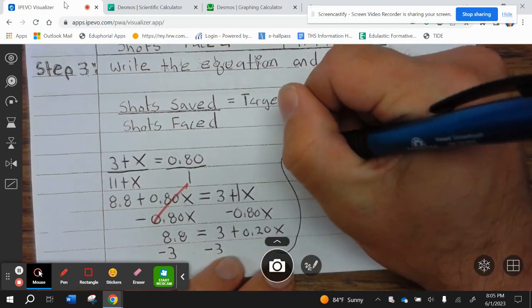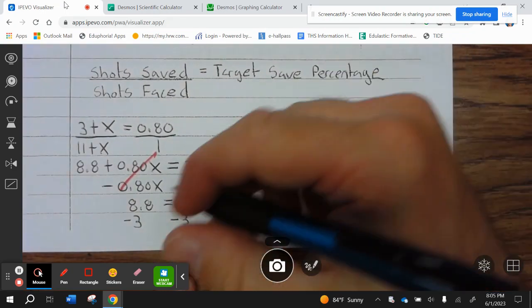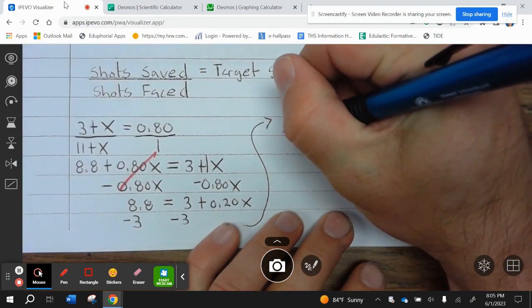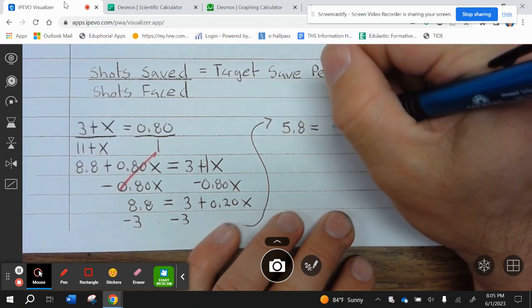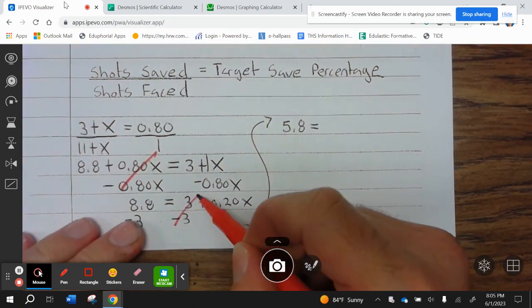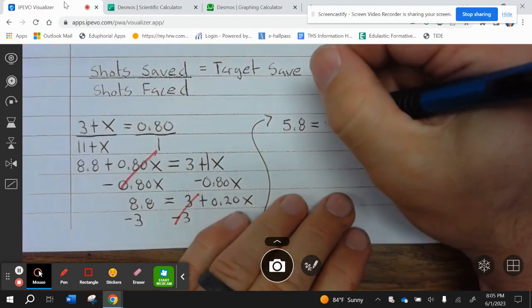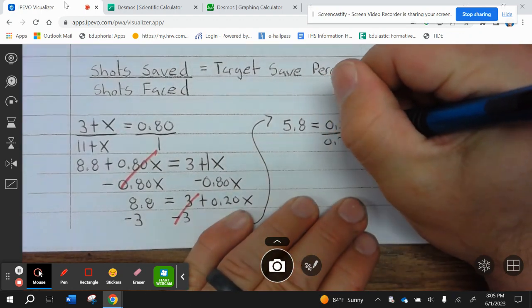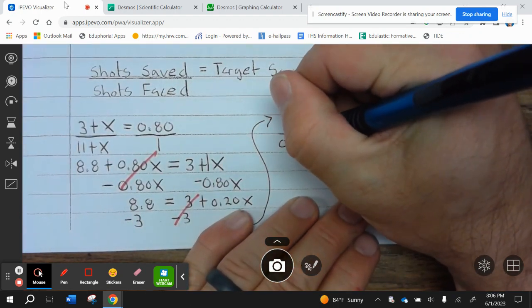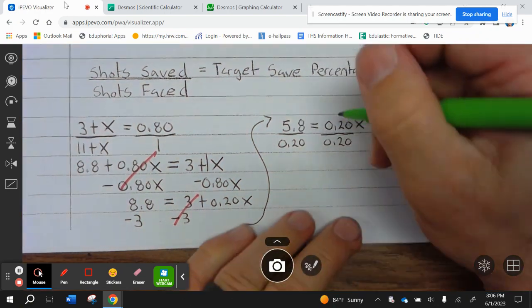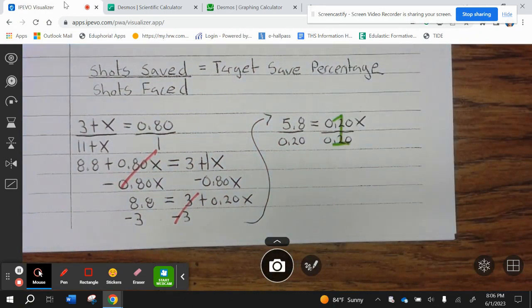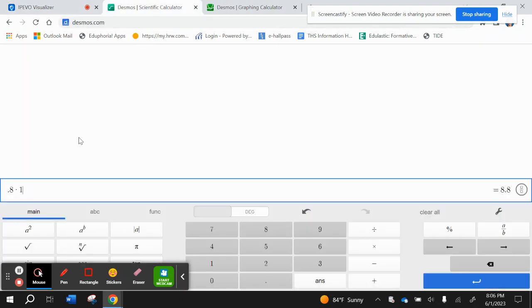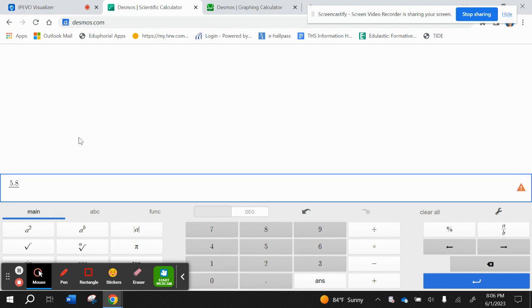We've run out of room, so we'll come back over here. 8.8 minus 3 is 5.8 equals, this cancels, and then 0.20x. Last step, divide both sides by 0.20. This divides and becomes 1. So 5.8 divided by 0.2 is 29.